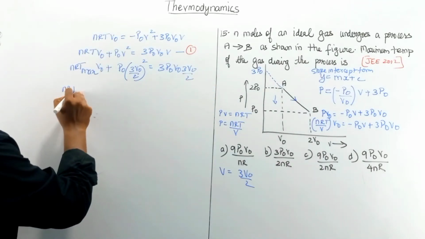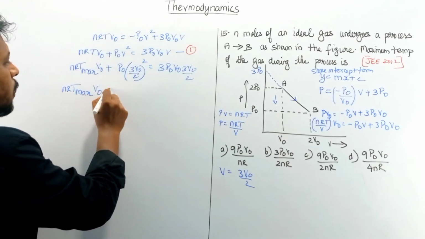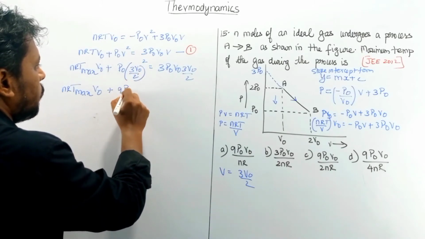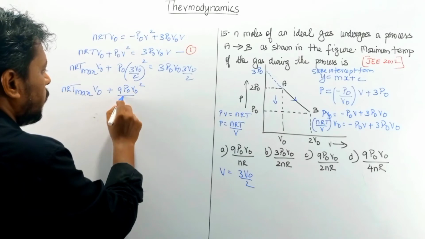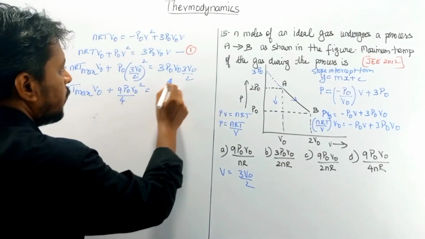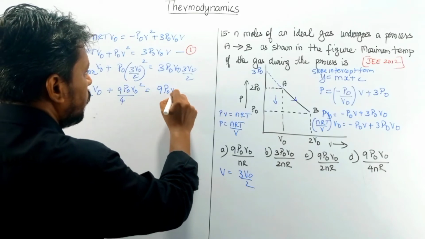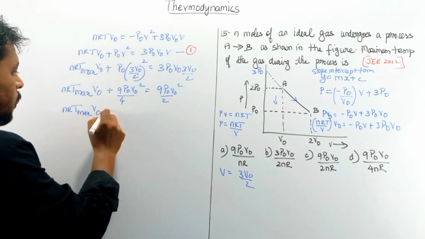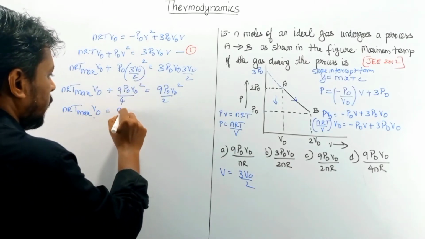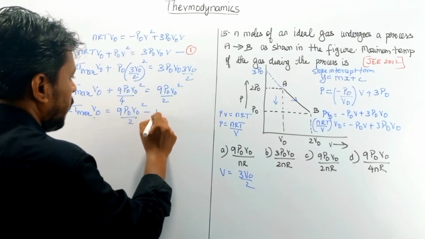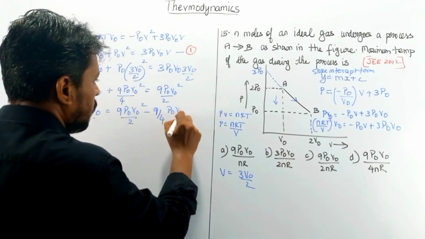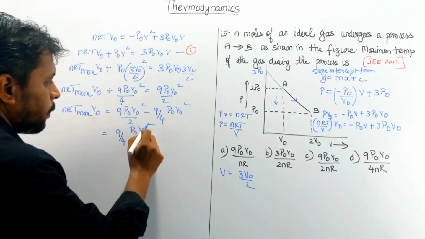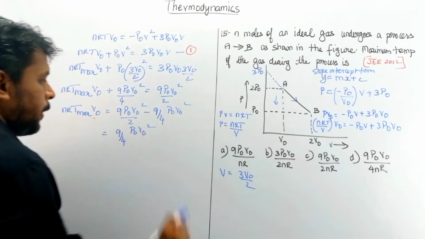So nR T max V naught plus, here 3 square is 9, so 9 P naught V naught square by 2 square, which is 4. So 9 by 4 P naught V naught square is equal to 9 P naught V naught square by 2. So nR T max into V naught will be equal to, taking this term to the right hand side, 9 by 2 minus 9 by 4 P naught V naught square. When you do this calculation, you'll be getting 9 by 4 P naught V naught square.